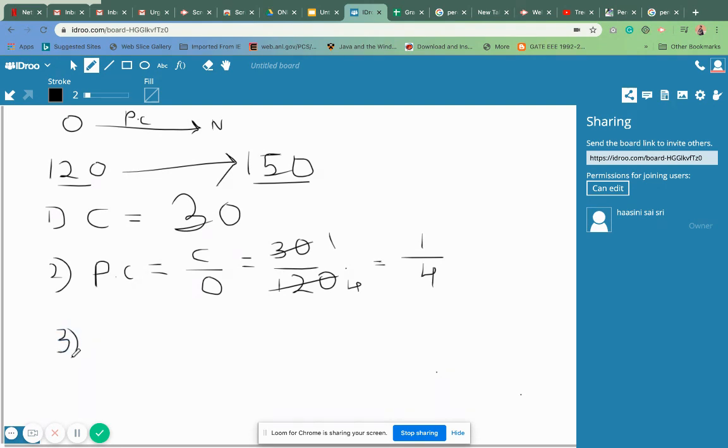My third step is changing this 1 upon 4 into a percentage. 4 multiplied with 25 will give me a denominator of 100, which I need for a percentage. So I'm going to multiply the numerator also with the 25. So the answer is going to be 25 upon 100.